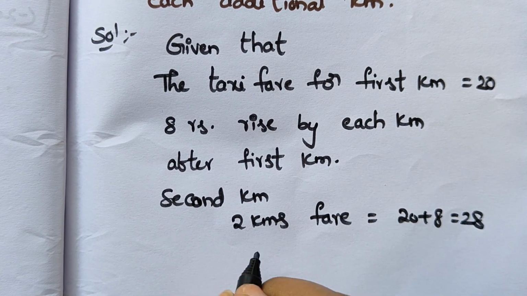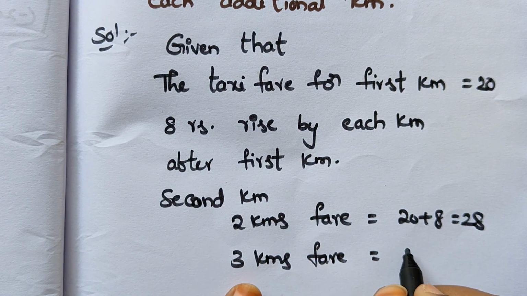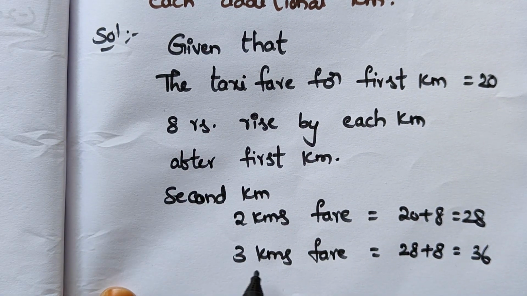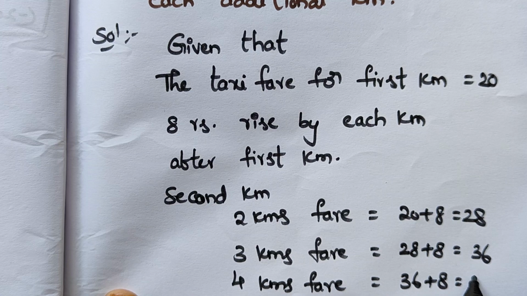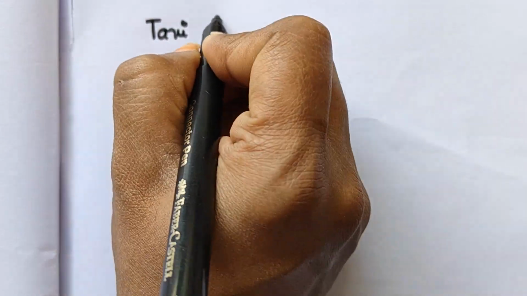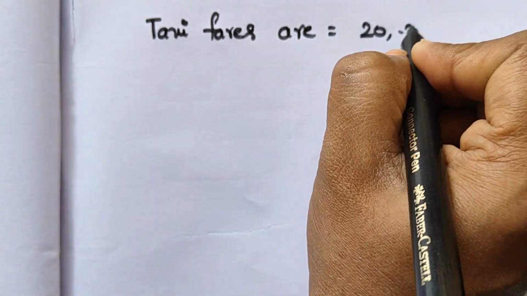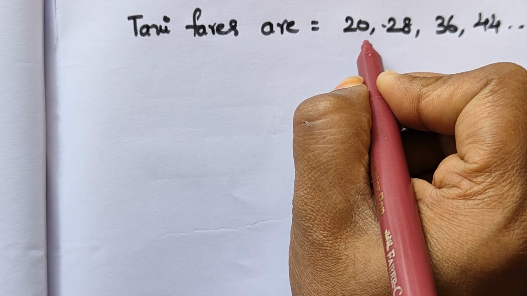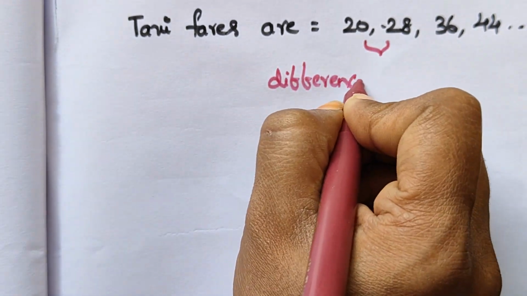Taxi fare for 3 kilometers is equal to 28 plus 8, that is 36 rupees. And also taxi fare for 4 kilometers 36 plus 8 is equal to 44 rupees. Therefore the list of taxi fares we have to write as 20, 28, 36, 44 and so on. This is the list of taxi fares. We have to check this list form AP or not.